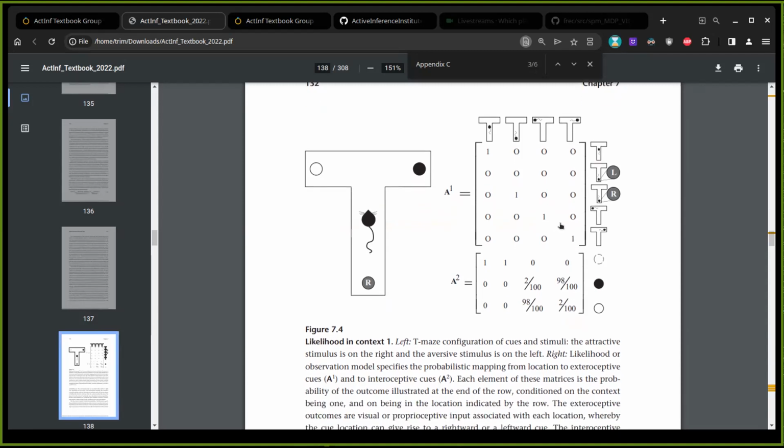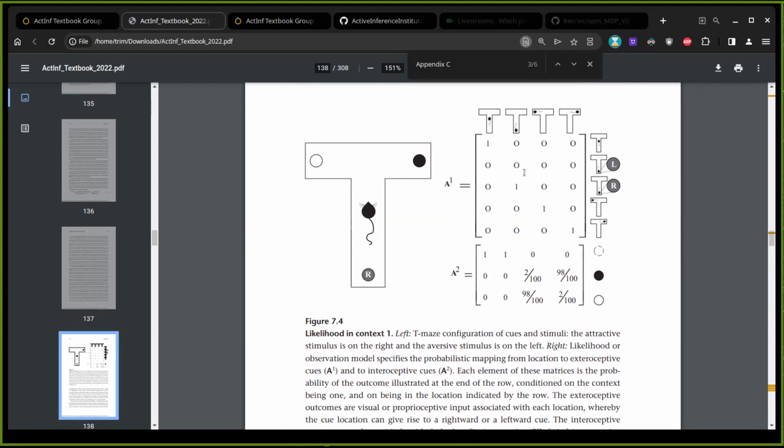I think we'd have to look, but my understanding is that the S, true location, would be multiplied by this A matrix to give the where observation. And then the true context would get multiplied by this, which is uninformative about which context it's in if you're in the bottom here. And so the true context would be emitted through A2 to the context observation.